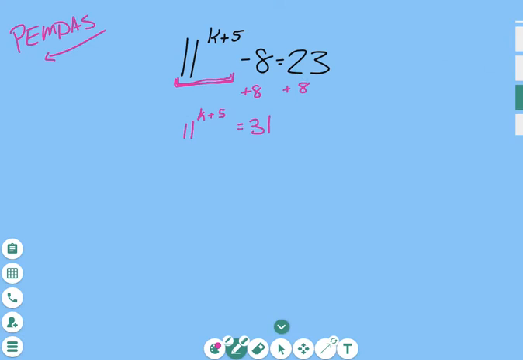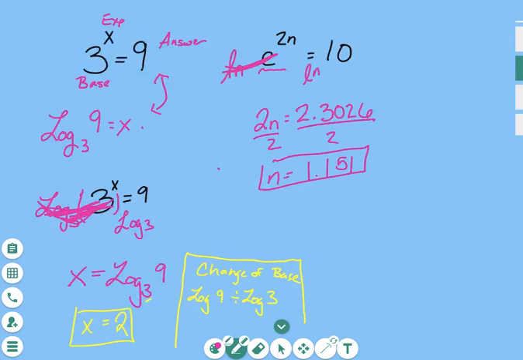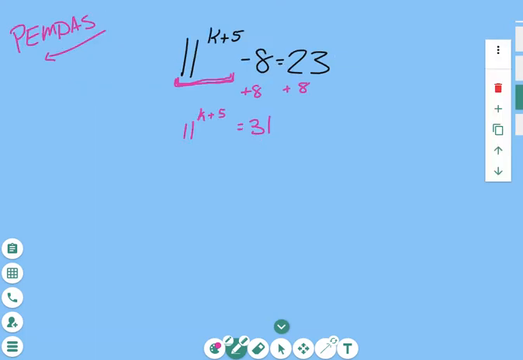Now we're set up just like we were before, where we had a base with an exponent equals an answer. So we're ready to start solving them. How we do that is we use a log with the common base that we have. So our base is 11 because that's what's right here. And we do that on both sides.